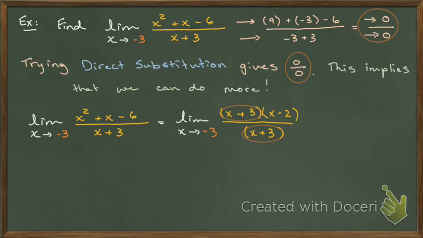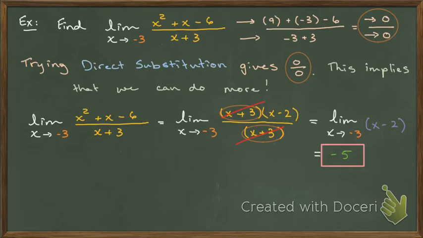Of course, I can cancel those two guys, and I'm left with the limit as x approaches -3 of x minus 2. This x minus 2 is like that g of x that Theorem 2.7 talks about. Okay, this limit should have the same value as the original limit, and I can direct substitute here. I can actually plug in -3. -3 minus 2 is -5. I'm done.